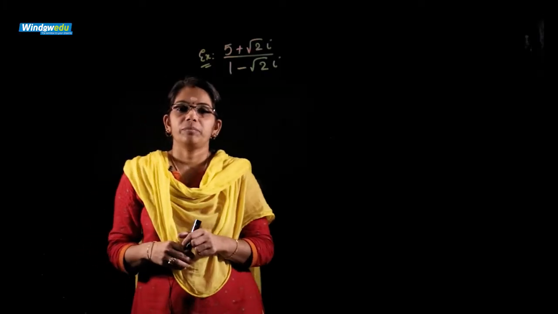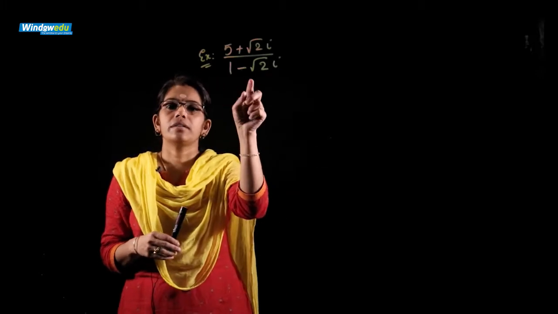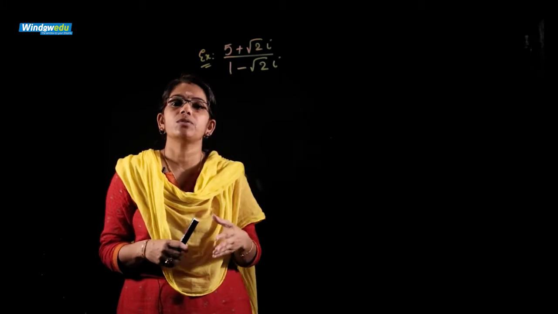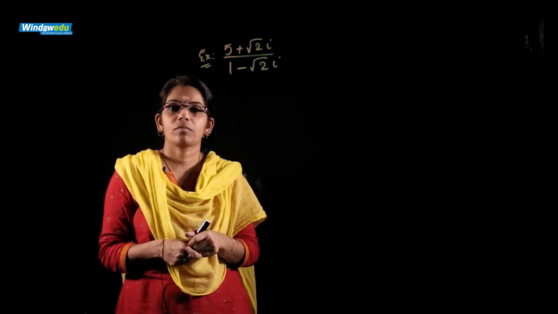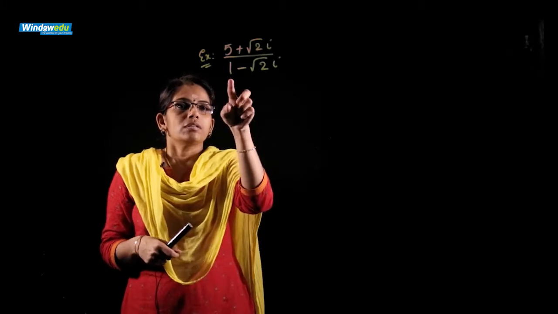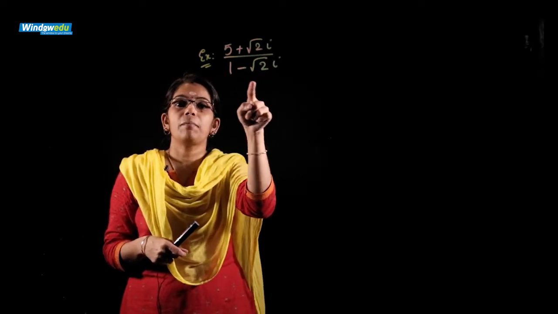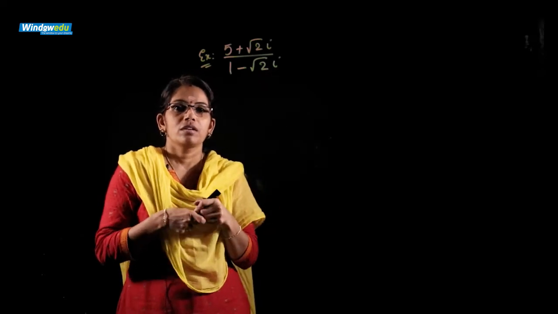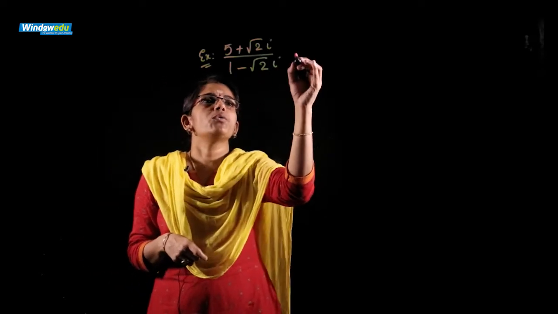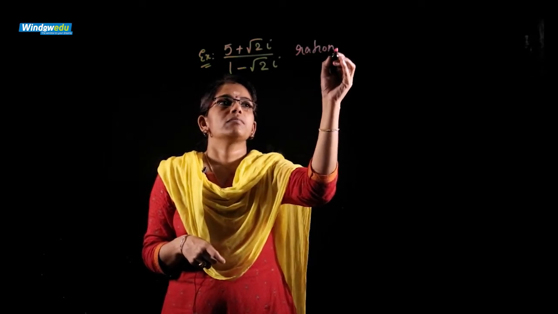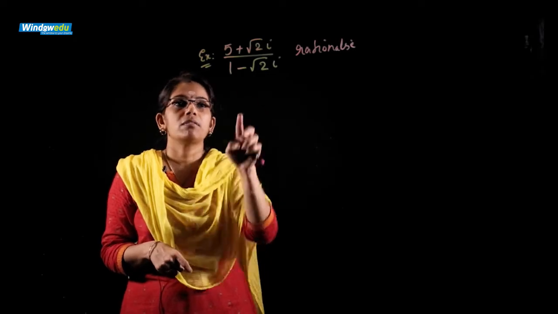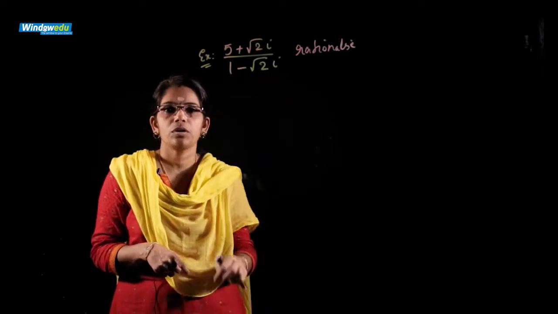Let's take this example. Same thing, in this example also, we have to express in complex number, that is z equal to x plus iy. Okay. So, say this question, (5 plus root 2i) divided by (1 minus square root of 2i). To solve this, first we have to rationalize this problem. Otherwise, we cannot remove this root 2.